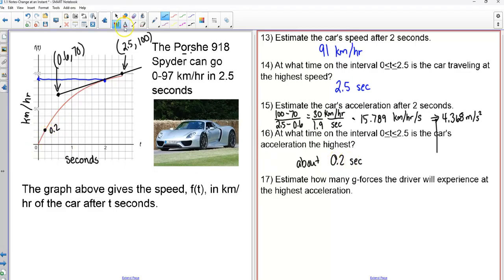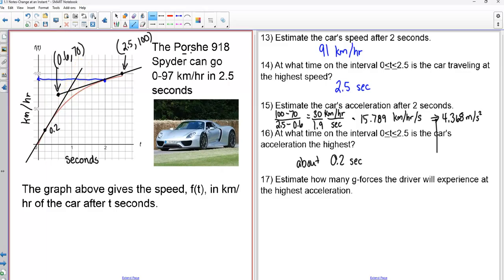At point 2, if we drew a tangent line in here, because our next question says how many g-forces would you have? Okay, so g-forces is 1g, it was on the other slide, but 1g is 9.8 meters per second squared on Earth. If you were on the moon, it would be different. You have different gravity there.